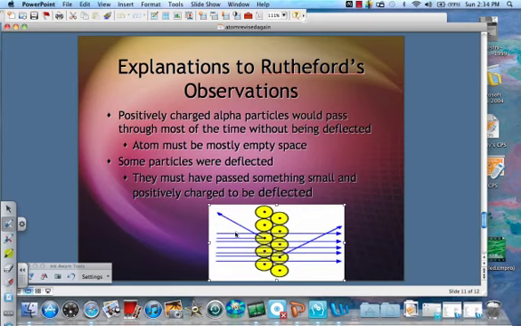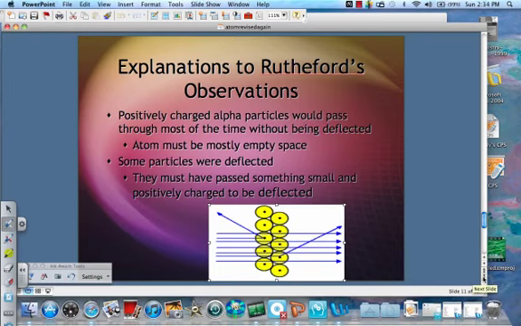So he said that they must have passed something that was very small and positively charged. Because remember, positive and positive, they will repel each other. So he said atoms are mostly empty space, and he also said that the positive charge has to be very small. There has to be something very small that's positively charged inside the atom.